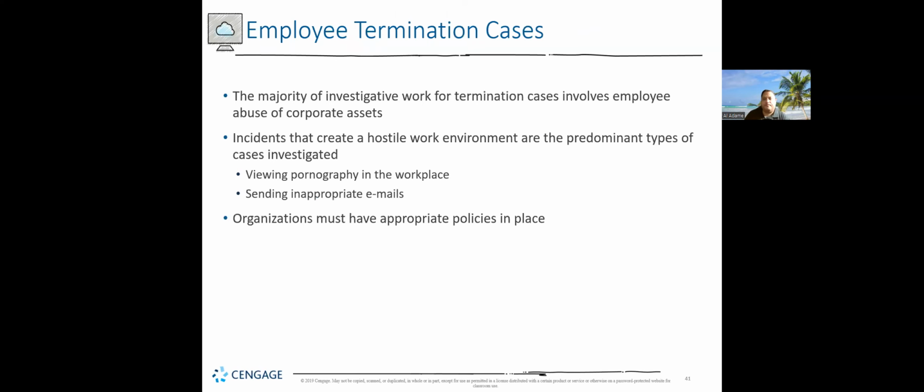That's how that works. The majority of investigation work for termination cases involves employee abuse of corporate assets. That's still very true. Incidents that create a hostile work environment are the predominant types of cases investigated, such as viewing pornography in the workplace, which is essentially doing something you should not be doing, or sending inappropriate emails. Again, that's where you would come in. In terms of viewing pornography, you would trace back and look at what they viewed and present it, stating that's why they're getting fired. If they challenge it, that's why.